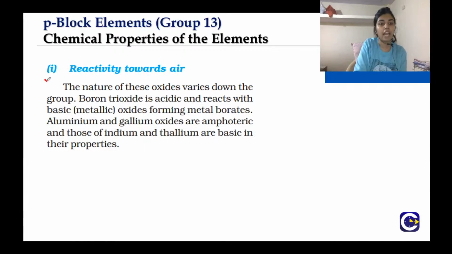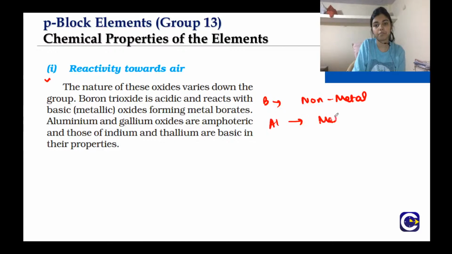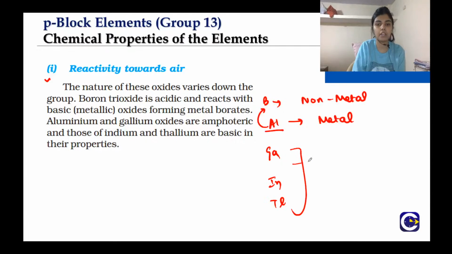Now coming on to reactivity towards air again. So, nature of the oxides that are formed. See, boron is what? A non-metal, right? Aluminium is what? A metal. And some of its properties basically resemble boron also. Then you have gallium, indium, thallium, which are purely metals, right?